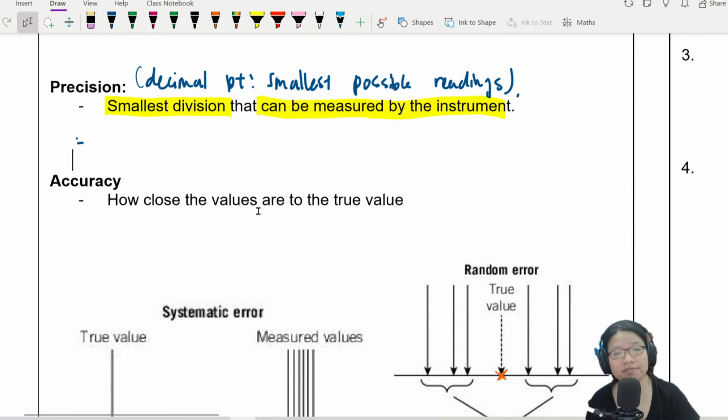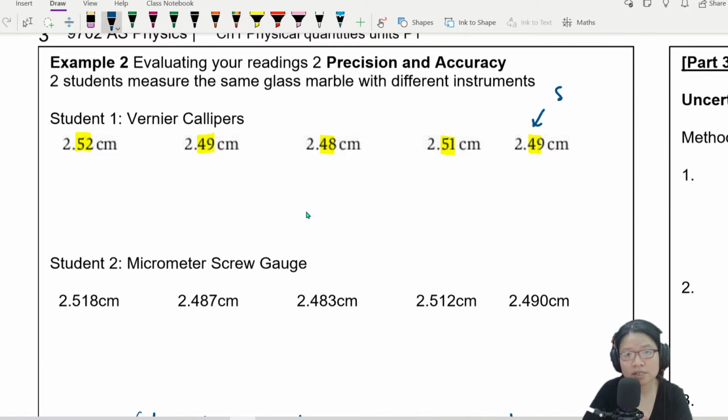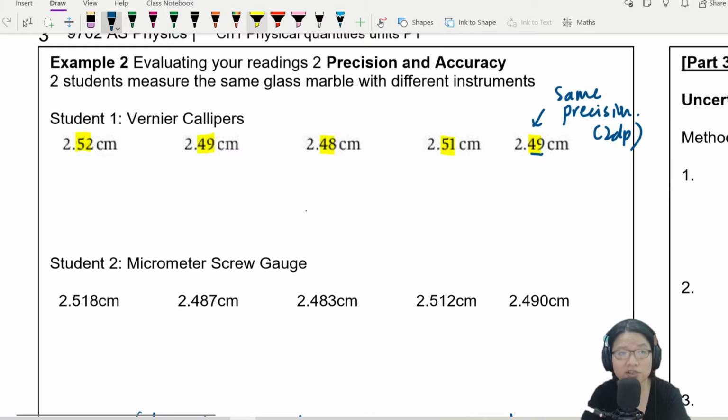Accuracy is how close the values are to the true value. Accurate, correct, headshot. All right. So let's look at these two examples. Let's say you have two students that measure the same glass marble with different instruments. One student uses a vernier caliper. That's why you can see they all have the same precision: 2 decimal points, 2 decimal points, 2 decimal points. So these are all the same precision because of the decimal point, 2 dp. Whereas the second student, student 2, uses a micrometer screw gauge, and with the micrometer screw gauge, you can check, they will all also have 3 decimal points for cm.